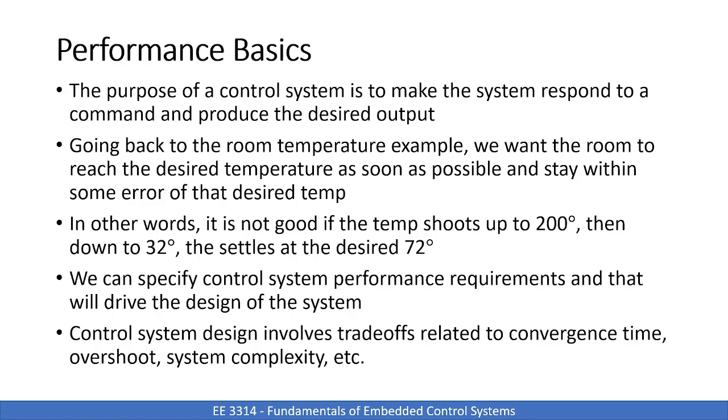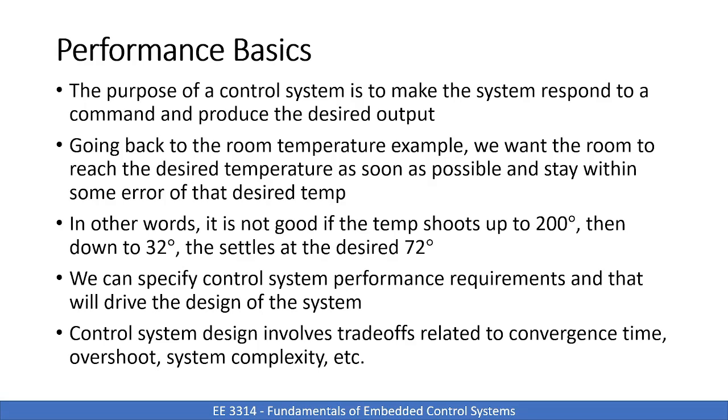So some of the basics of control system performance: with any control system, we really just want to make the system respond to a command and produce the desired output. We set the thermostat to a particular temperature. We want that thermostat to control the heater or air conditioner so that the room temperature matches what we desire, as soon as possible or in a reasonable amount of time, and staying within some error. In that example, it's really not going to be good if the temperature shoots up to 200 degrees, then back down to 32, and then settles at our desired 72 degrees.